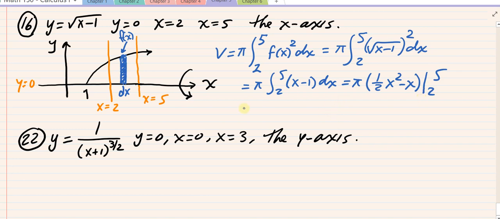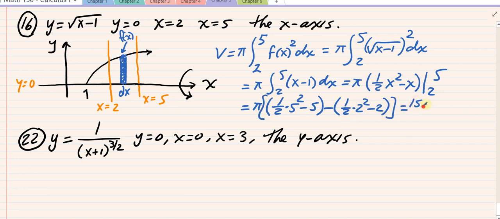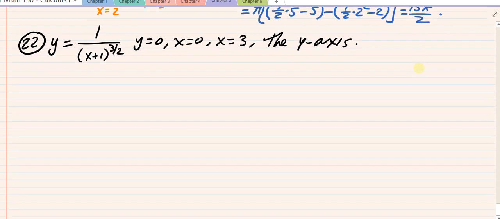Let me show you. I'm trying to skip some steps so that it doesn't take too long to do these. 1/2 of 5 squared minus 5, minus 1/2 of 2 squared minus 2. And if you do this, you should get 15 pi over 2, is what I got. Okay, let's take a look at number 22.